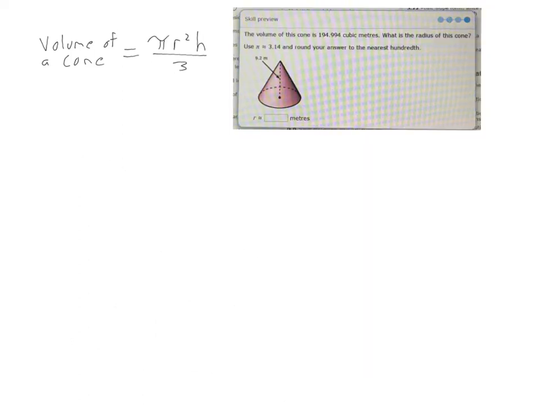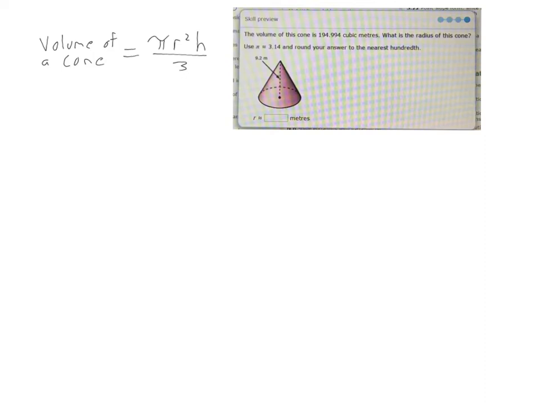In this last example, we're having to use those algebraic skills again. It says, the volume of this cone is 194.994 cubic meters. What is the radius of this cone? Use pi equals approximately 3.14 and round your answer to the nearest hundredth. So we have our height, we don't have the radius, that's what we're trying to find out, but we do already know what the volume of the cone is.